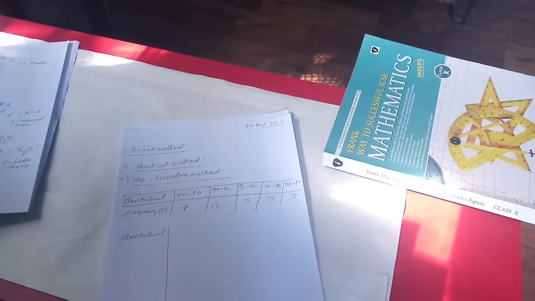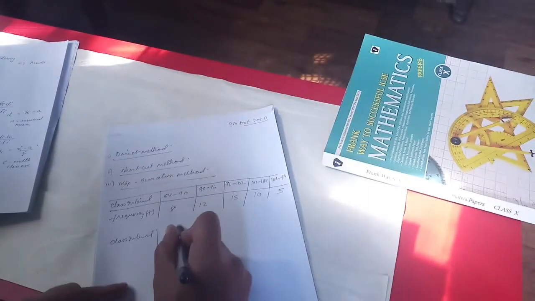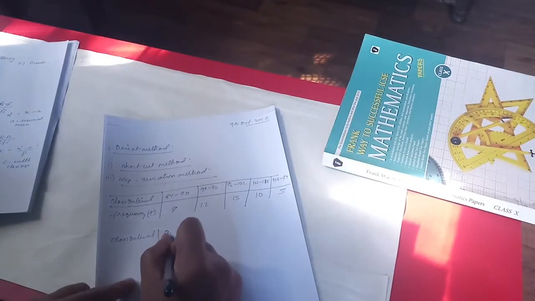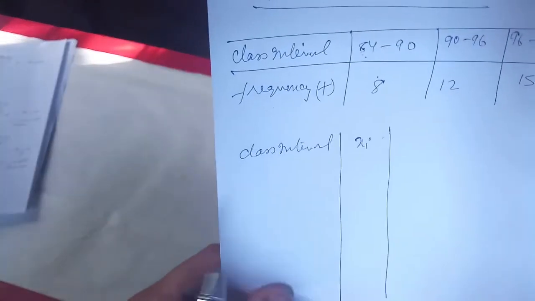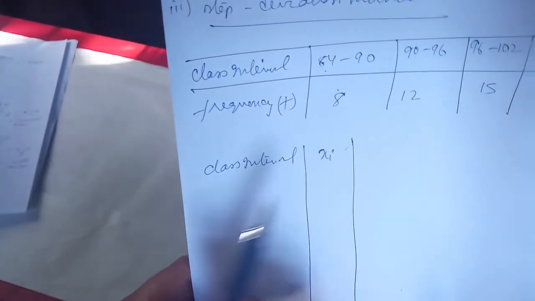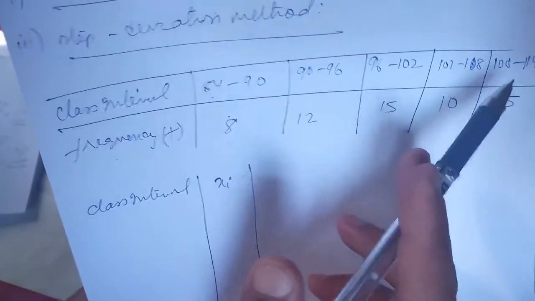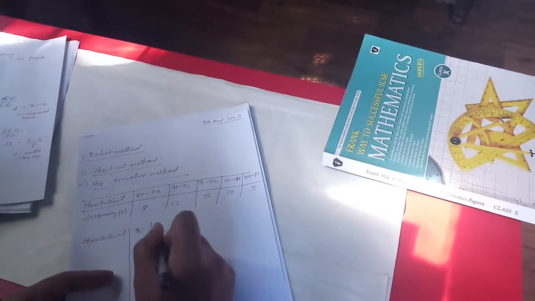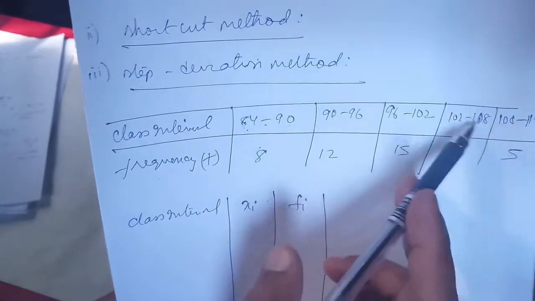Then in the second column, since it is grouped data, that means it is from lower limit to upper limit, we take that as xi. Why this column is there is because of the class interval, which is grouped. In the third column we'll write down the frequency. So this is quite simple. In the first column you write down all the class intervals that are mentioned here.